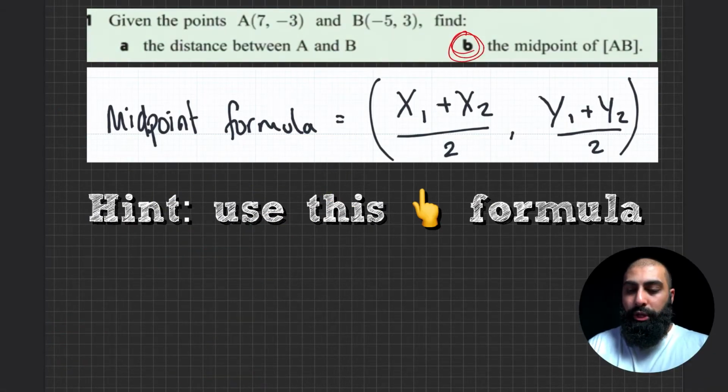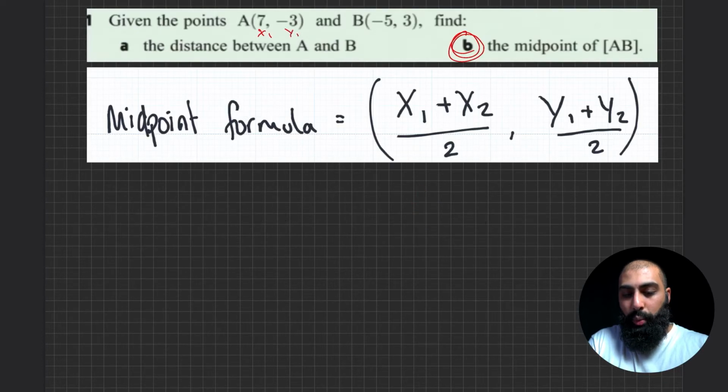Okay, so for part B, we're going to use the midpoint formula. That's going to give us the midpoint between the values. Now, we already know what the values are anyway. That's my x1 and my y1. That's my x2 and my y2. We just need to substitute it into the formula. So let's give this a go.